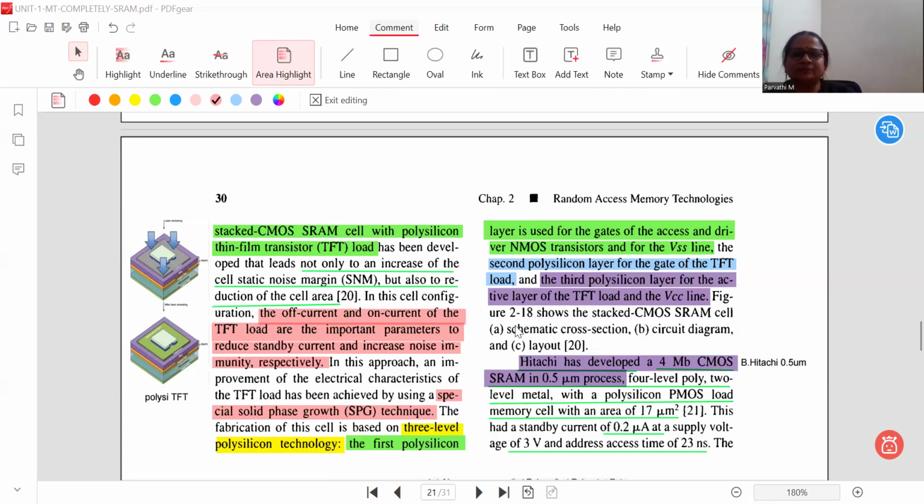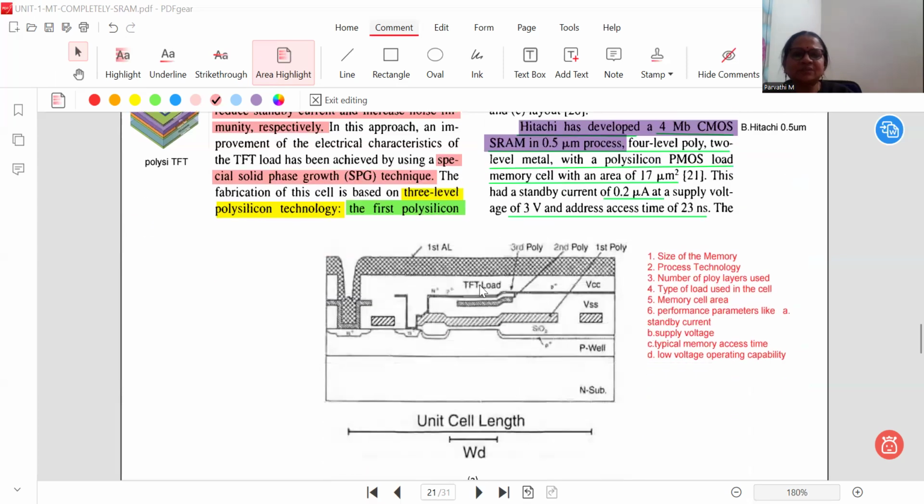And above this second poly, the third poly will be layered. In the third poly layer, we can see the active layer of the TFT load, and the VCC line will be connected. So the TFT becomes the load device now. Just like a PMOS transistor is connected to VDD, in a similar way, the third polysilicon is connected to the TFT load and the supply VCC line. The same structure can be seen here.